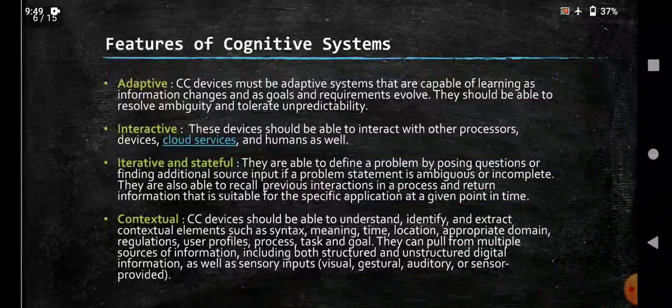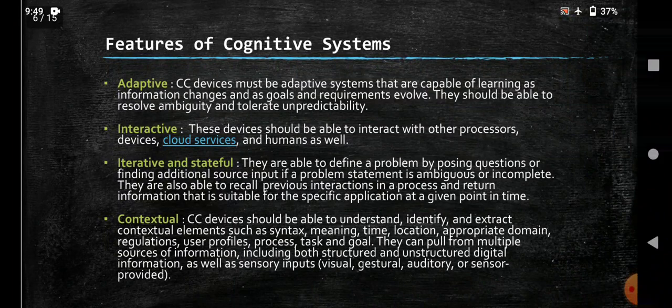Another feature is being interactive. Human computer interaction is a critical component in cognitive systems. Users must be able to interact with the cognitive machine and define their needs. As those needs change, the technology must also be able to interact with other devices.